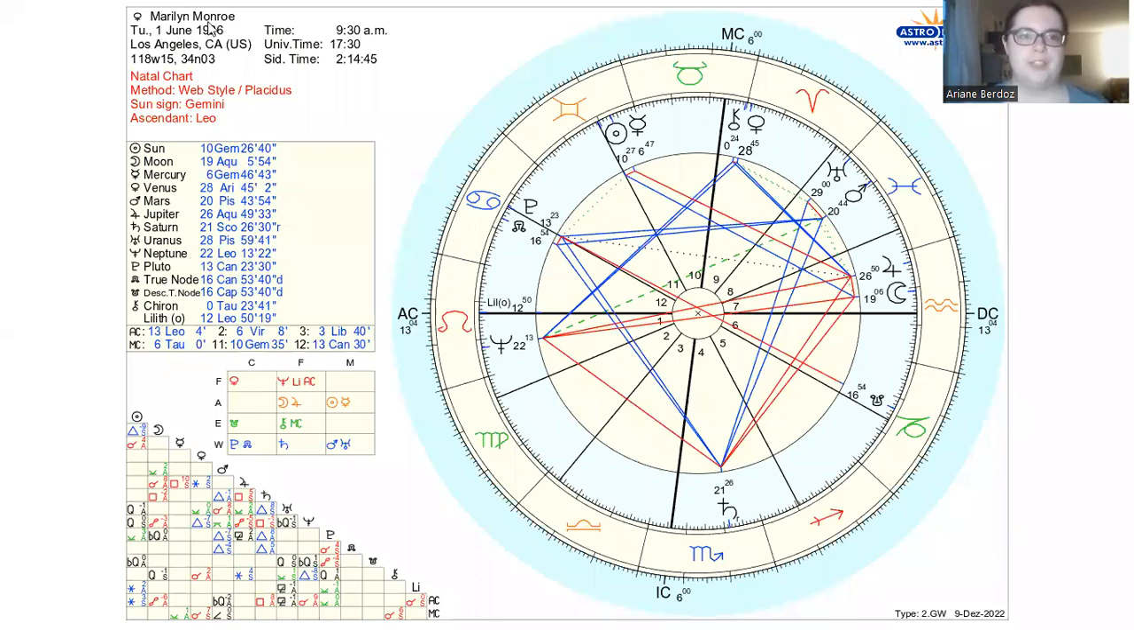I'm going to share my screen so that you can see her chart. There you go. Can I get into full screen? Okay, great. So here's her chart, okay? So she was born on June 1st, 1926 at 9:30 a.m. in Los Angeles, California, USA. So this is the chart that we have for her here. If you just wanted to start by looking at her big three, she's a Gemini sun, Aquarius moon, and a Leo rising, as you can see here.